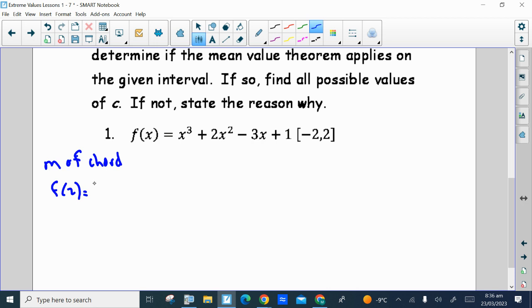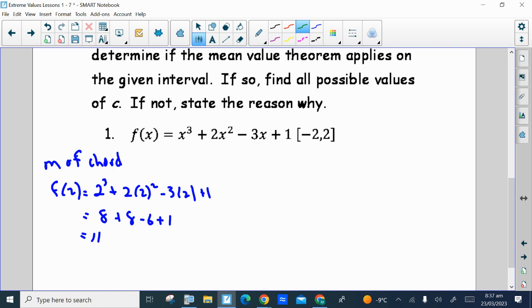Right? So we need to find out what the value of the function is at each of these endpoints, each point on the chord. So f at 2 would be 2 cubed plus 2 times 2 squared minus 3 times 2 plus 1. So that'll be 8 plus another 8 minus 6 plus 1. So 8 and 8 is 16. Take away 6 is 10. Plus 1 is 11.